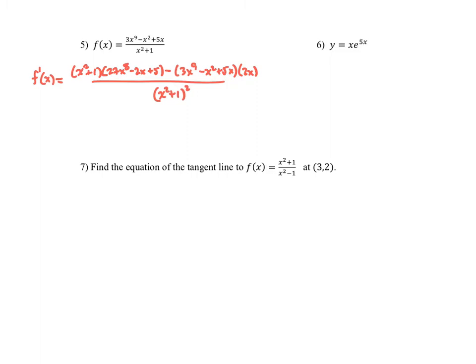Okay, let's look at number 6. This is going to be a product rule. The first function is x. The second function is e to the 5x. So dy dx, okay, notice the difference in my notation, is going to be the derivative of the first, which will be 1, times the second left alone, plus the first times the derivative of the second. So that'd be e to the 5x times 5. Notice how that constant comes out.